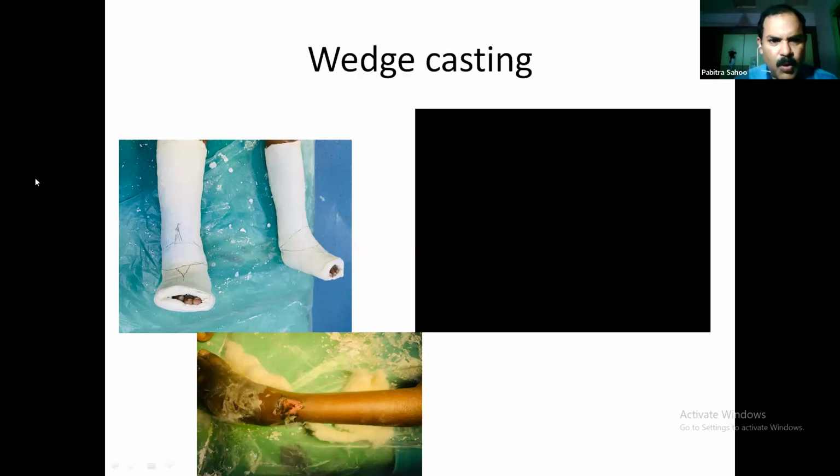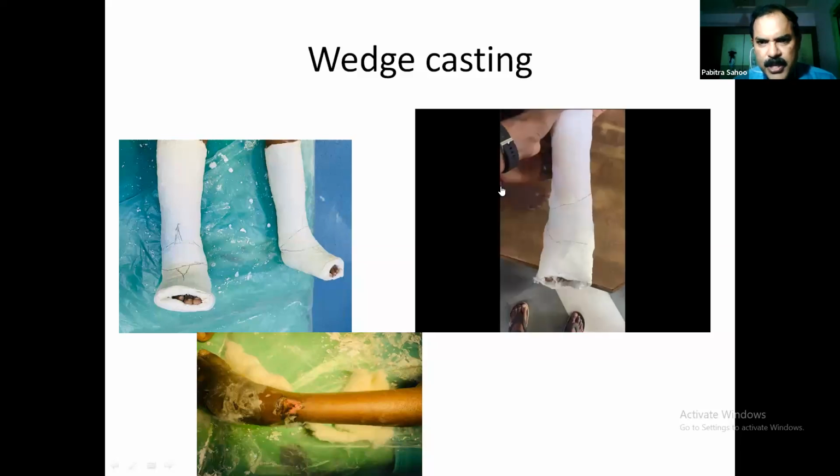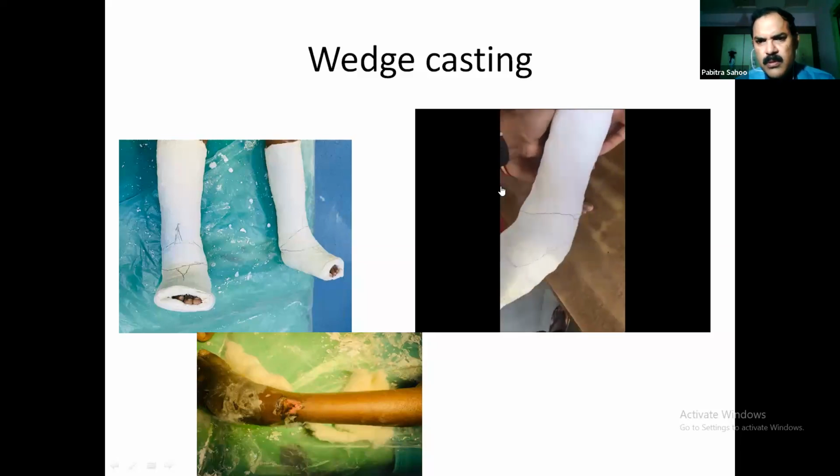So this is the way we do wedge casting. Like in the case of club foot, we have a varus deformity and forefoot adduction deformity. So the wedge to be taken here should be open on the dorsal side and lateral side, so that we correct by manipulation under anesthesia. This is a simple video I can show you.